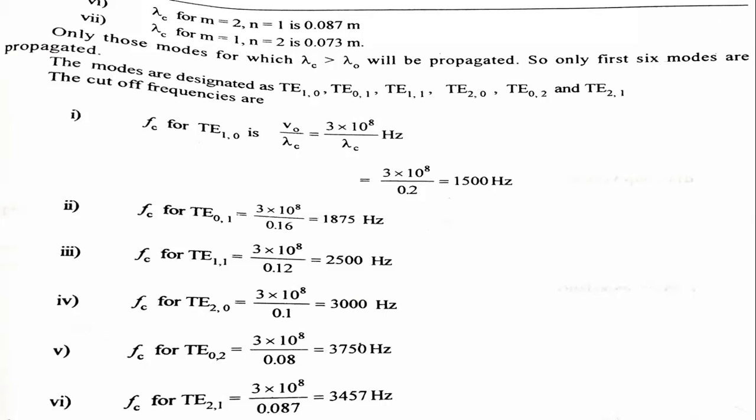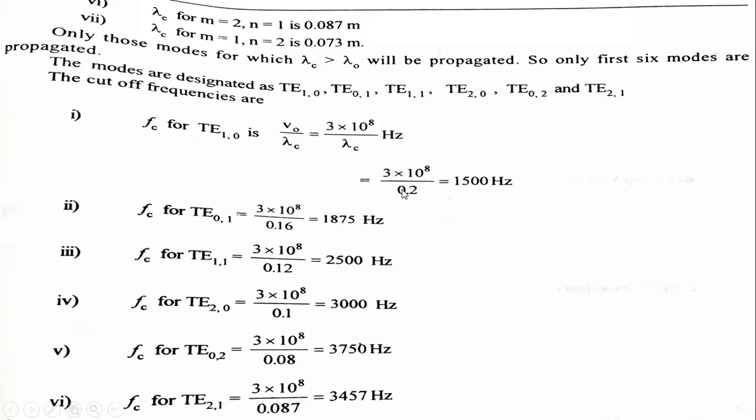So the modes will be designated 10, 01, 11, 20, 02, and 21. Okay, not the 12, 21. See here, the cutoff frequencies: fc for the TE10 will be the cutoff frequency, v0 divided by lambda c. Substitute the lambda c everywhere.